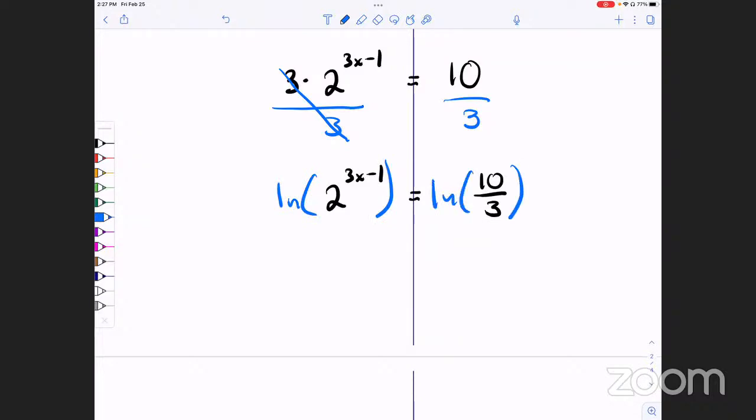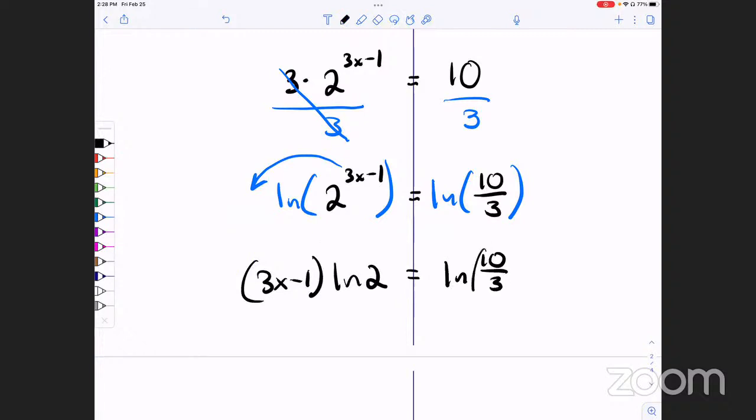Now on the left, when we take that natural log, that allows us to bring this out of the exponent and bring it down in front. So at this stage, we have 3x minus 1 times the natural log of 2 on the left, okay? And then on the right, we're going to leave it as the natural log of 10 over 3.